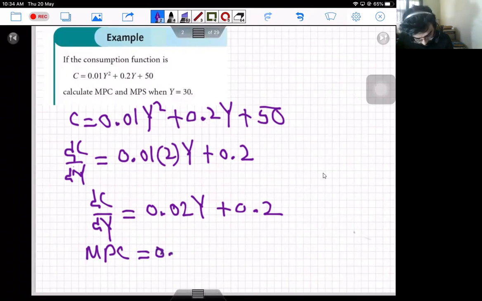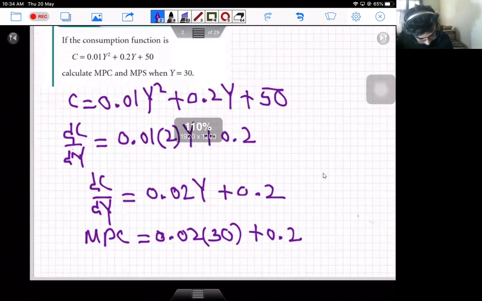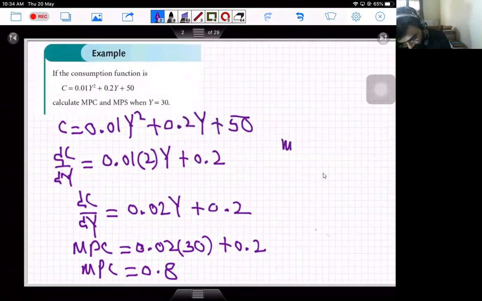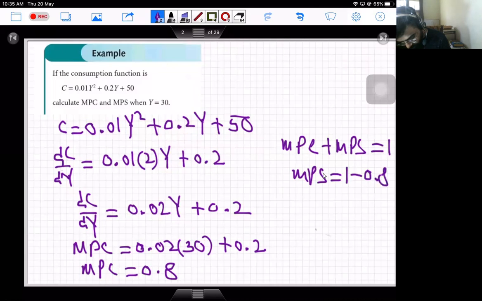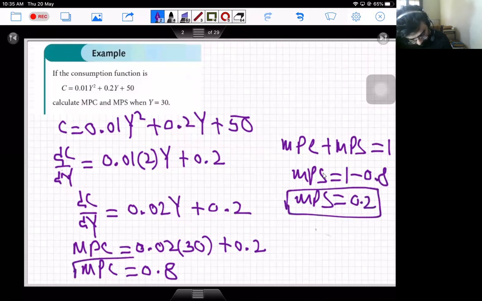So MPC is equal to 0.02 times 30 plus 0.2. How much is the value? 0.02 times 30 plus 0.2. This is 0.8. MPC is equal to 0.8. And since we know that the sum of MPC and MPS is equal to 1, MPS is equal to 1 minus 0.8, and therefore MPS is equal to 0.2. So the value of MPS is 0.2 and MPC is equal to 0.8.